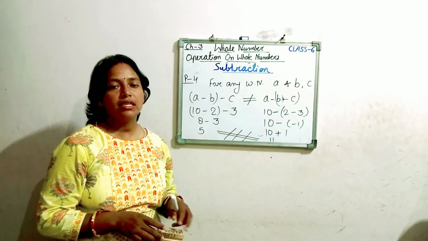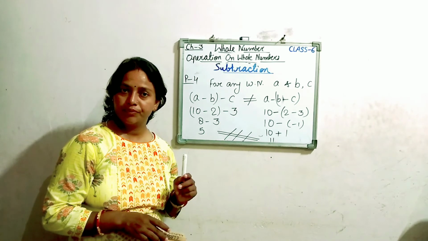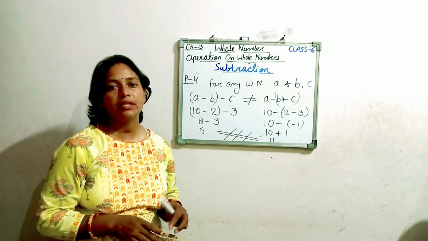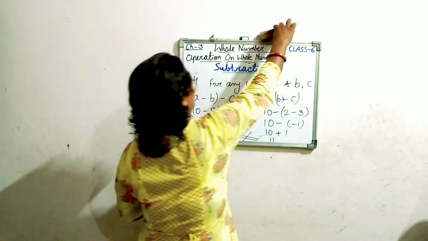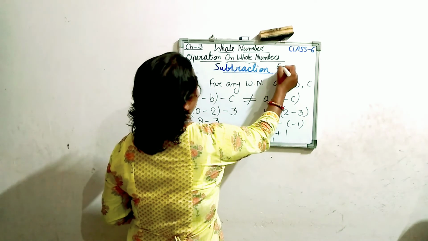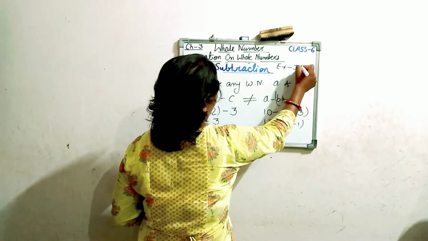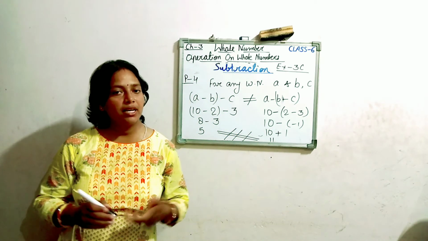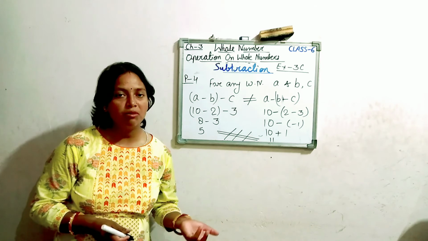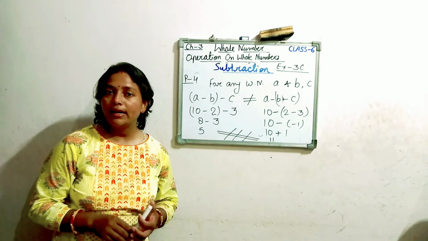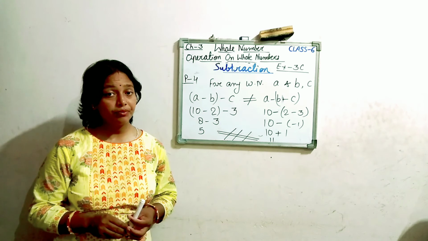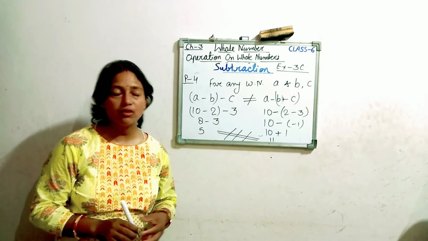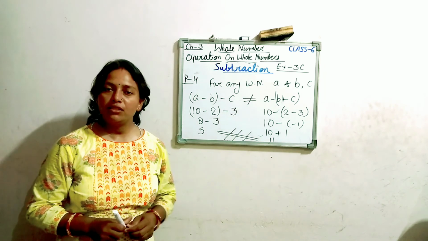So students, except for the closure property, the commutative, associative and subtractive properties are not useful in subtraction. After learning all these properties, you can complete your exercise 3C. Which exercise? 3C, in which there are simple subtractions and simple word problems which we have studied already in our previous classes. So students, do your good and best regular practice of exercise 3C based on subtraction.